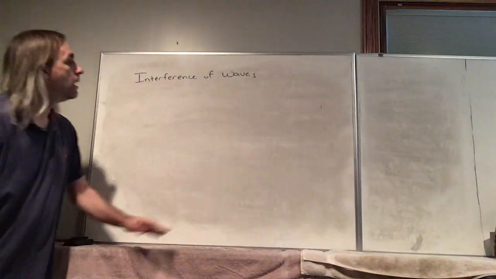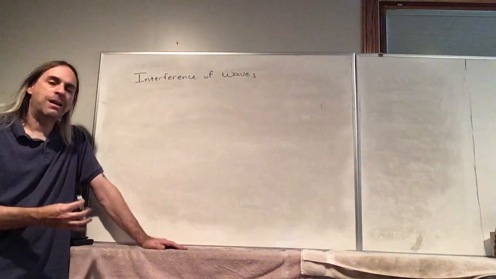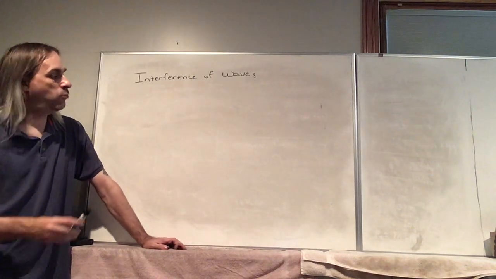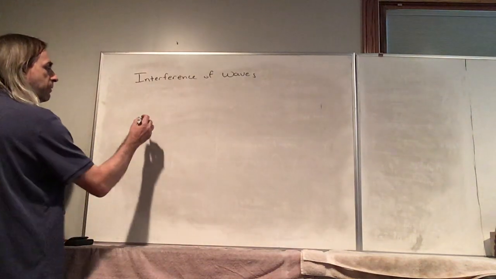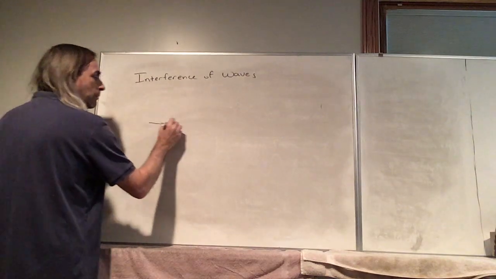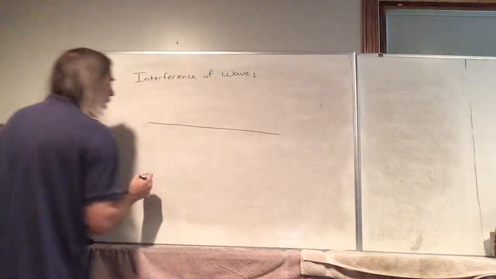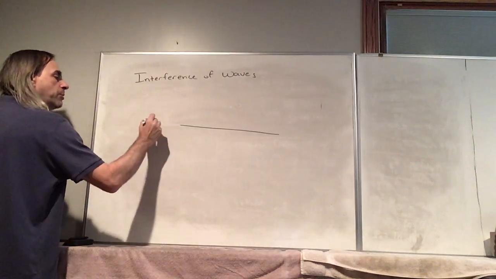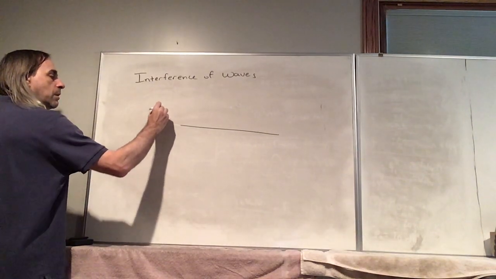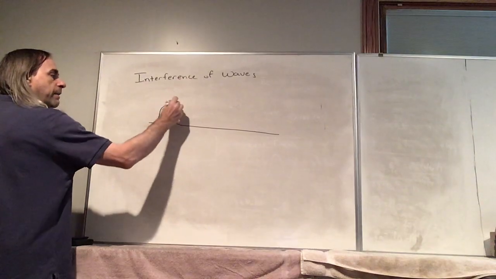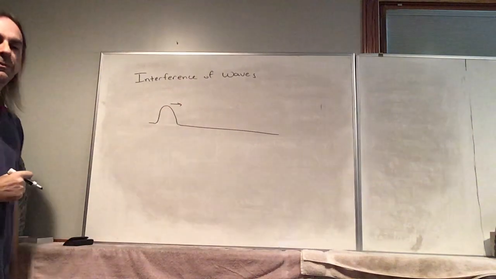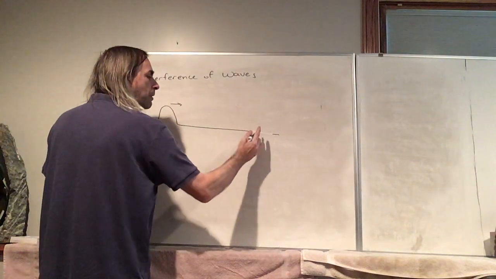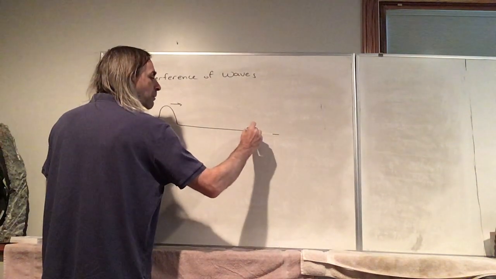Okay, so we're going to talk about interference of waves. Let's say we have a string, and let's say we grab the left end and create a pulse that travels down the string that looks like this. Let's say at the same time someone grabbed the other end and created a pulse that looked like this.